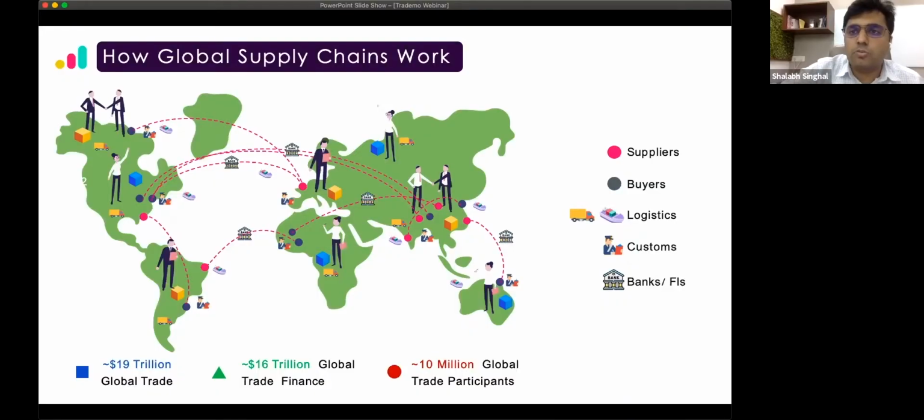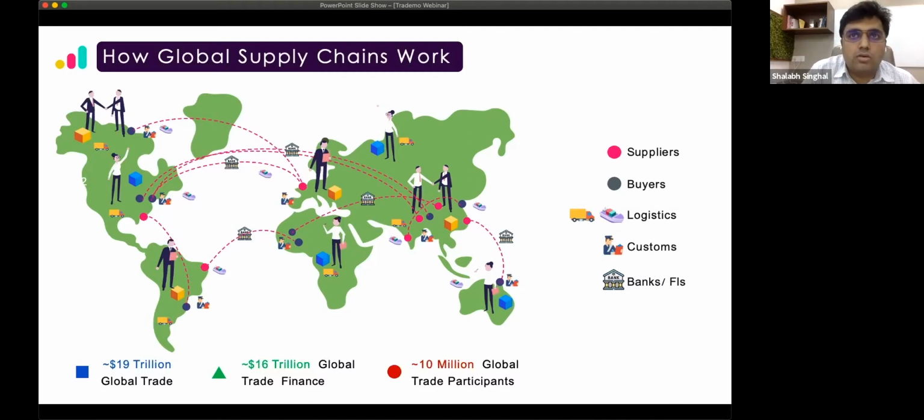So let's first talk about how global supply chains work, right? Now, global supply chains consist of participants like suppliers, buyers, which could include both manufacturers, traders, and then logistic companies, which includes the large shipping carrier lines, the freight forwarders, the NVOCCs, the customs authorities, which are responsible for collecting import duties as well as for ensuring that there's no illicit trade happening, and the banks and FIs, which play a very central role in the global supply chains because most of the global trade is financed by these institutions, right?